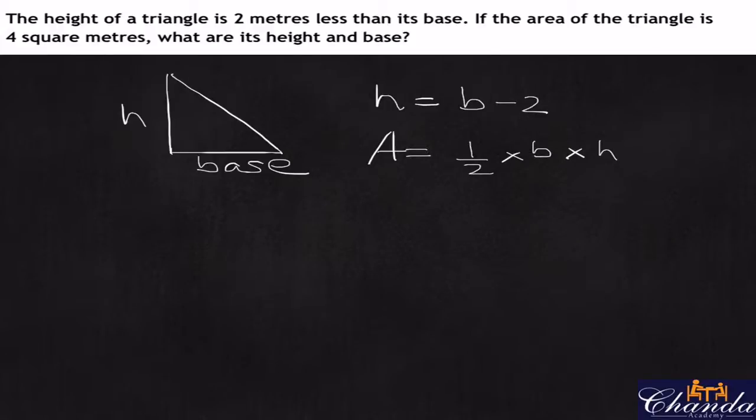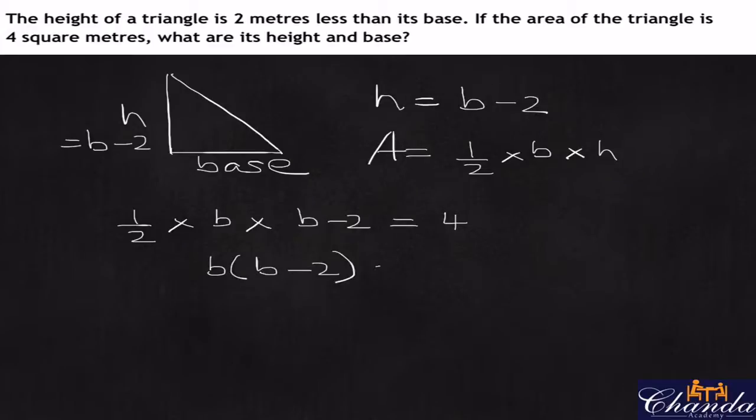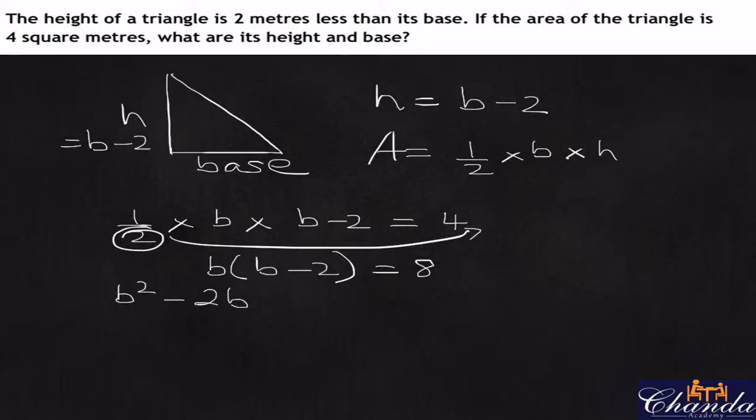Okay, so height in this case is simply b minus 2. So we have half times base times height, which is b minus 2, which gives us a total of 4 square meters. So we have b times b minus 2 equals, taking the 2 over to the other side as a multiplication, gives us an 8. So that gives me b squared minus 2b equals 8. Bring the 8 to the other side. We have b squared minus 2b minus 8 equals 0.